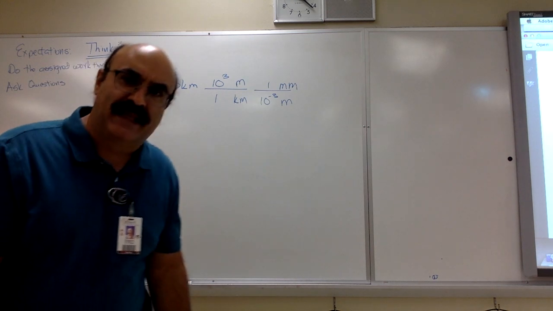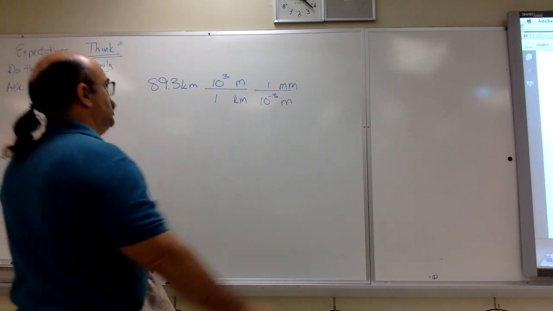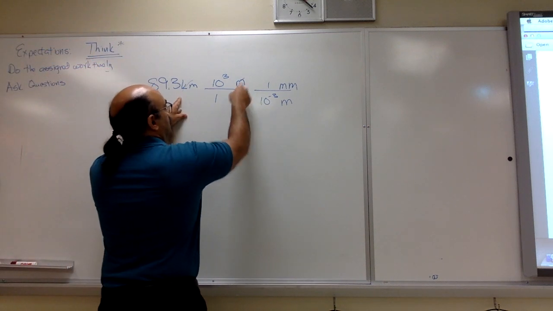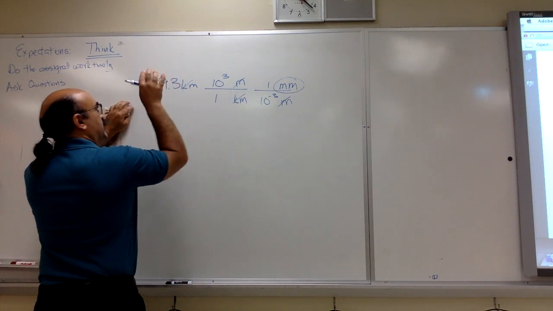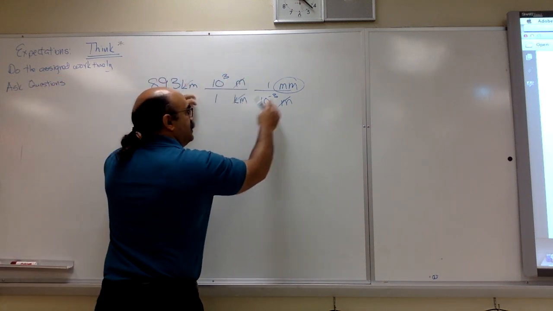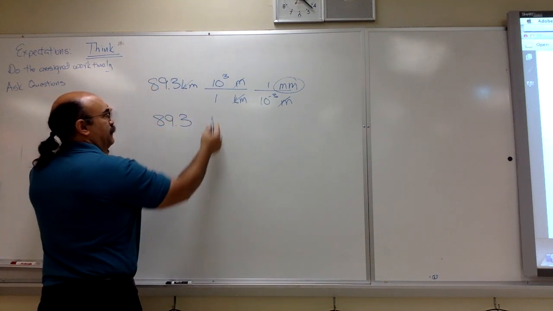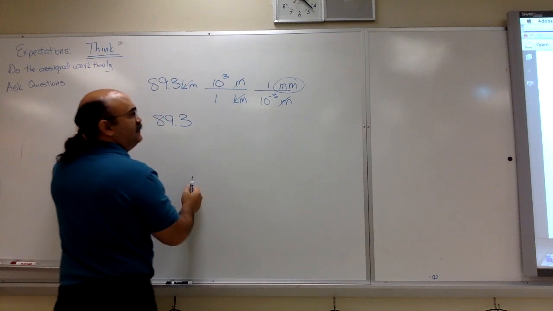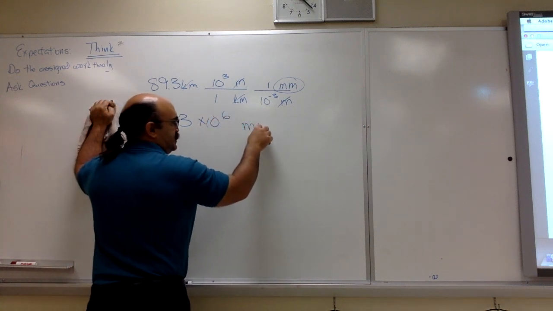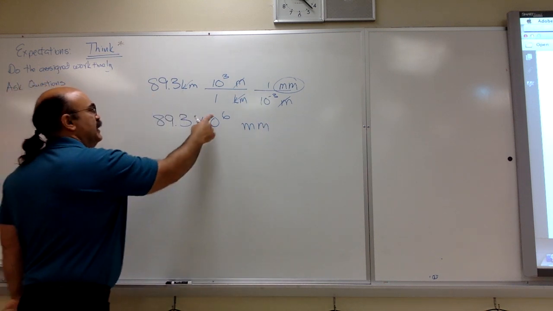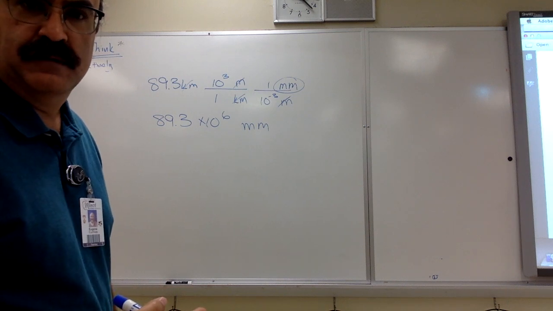I'm telling you exactly what I need to do to solve the problem. Dimensionally, I'm good. I'm in the unit I want. Mathematically then, I look at coefficients, I look at powers, I look at units separately. So I get 89.3 times 10 to the 3rd divided by 10 to the negative 3rd, which is 10 to the positive 6 millimeters. Now, this is not in correct scientific notation, but it is useful notation.